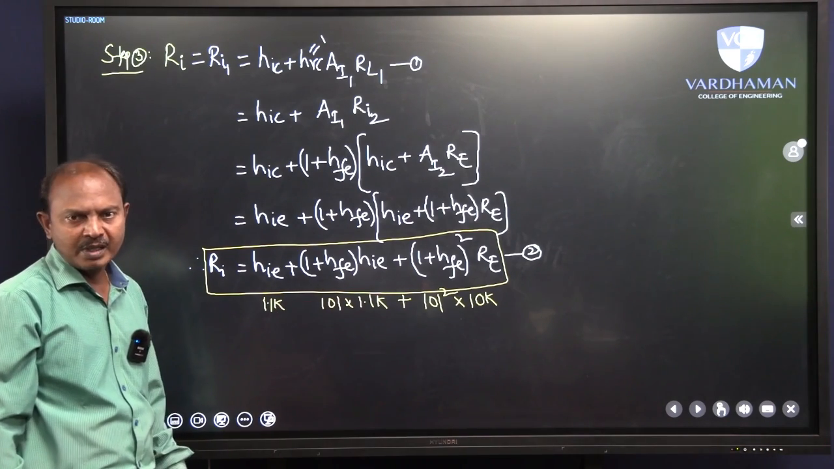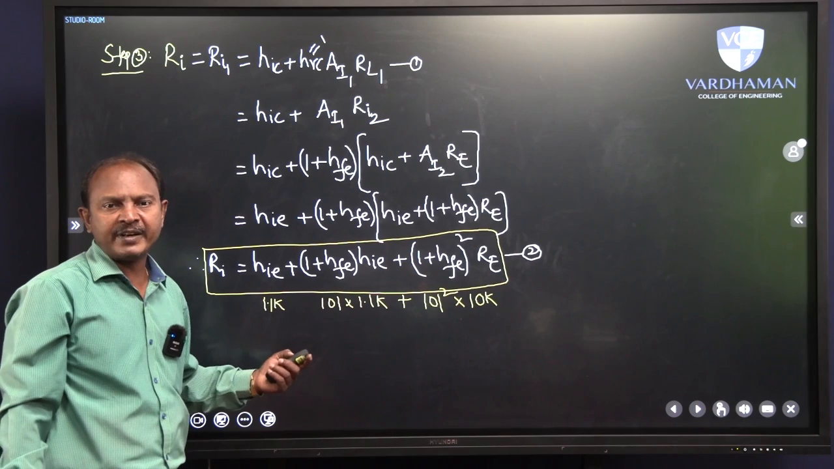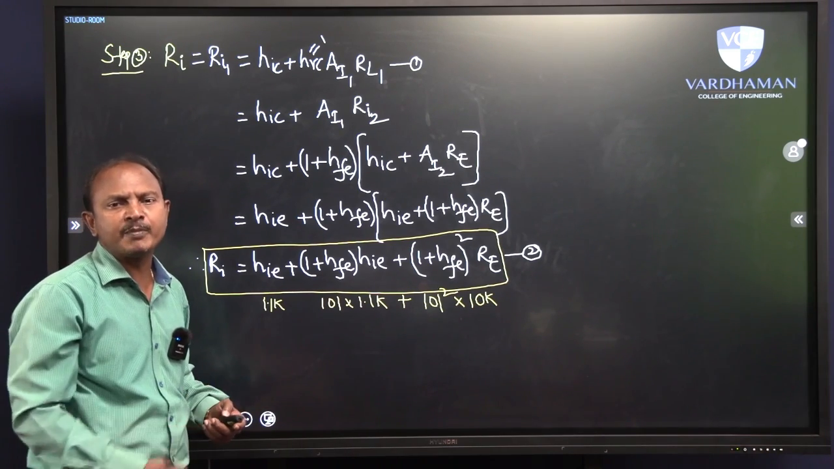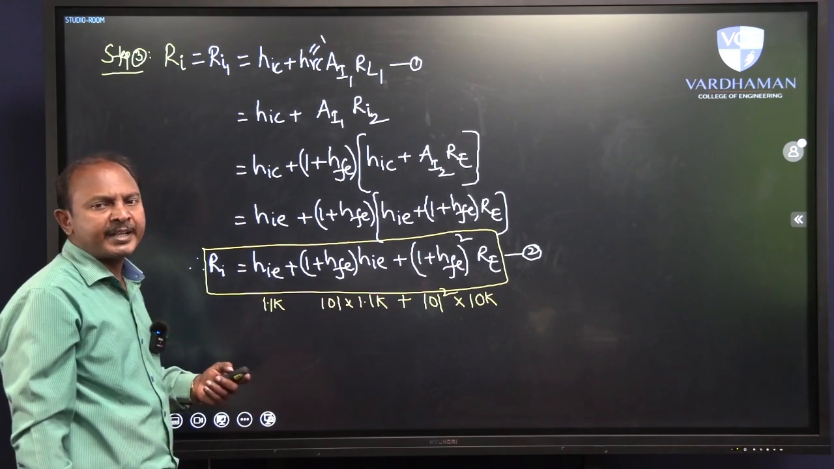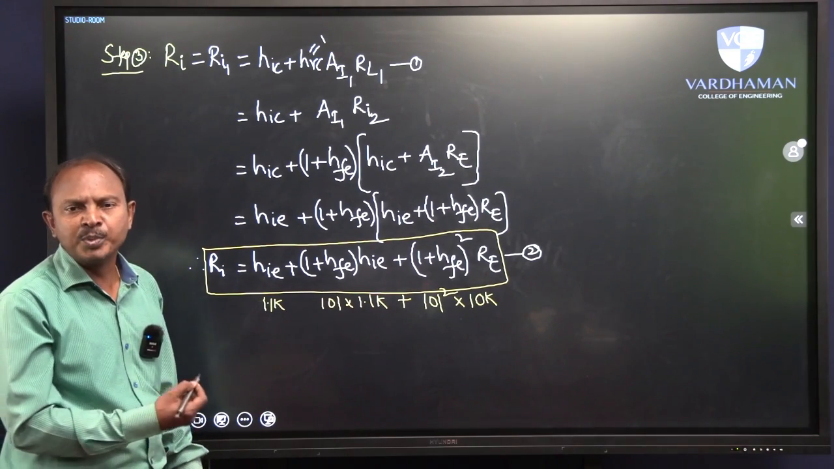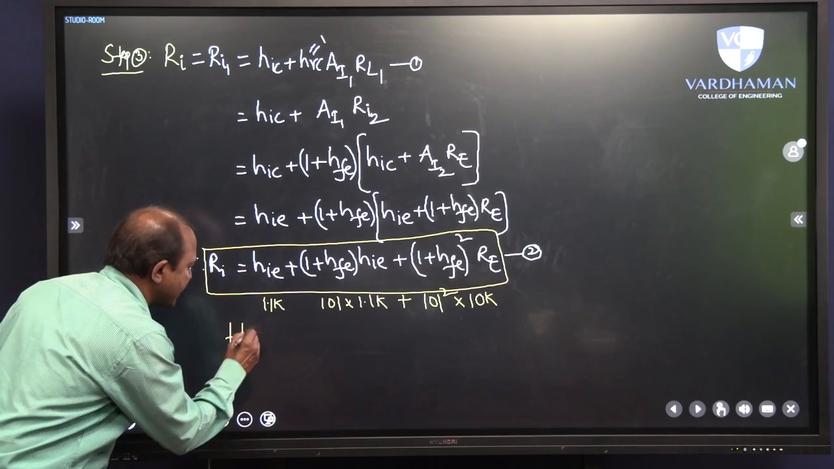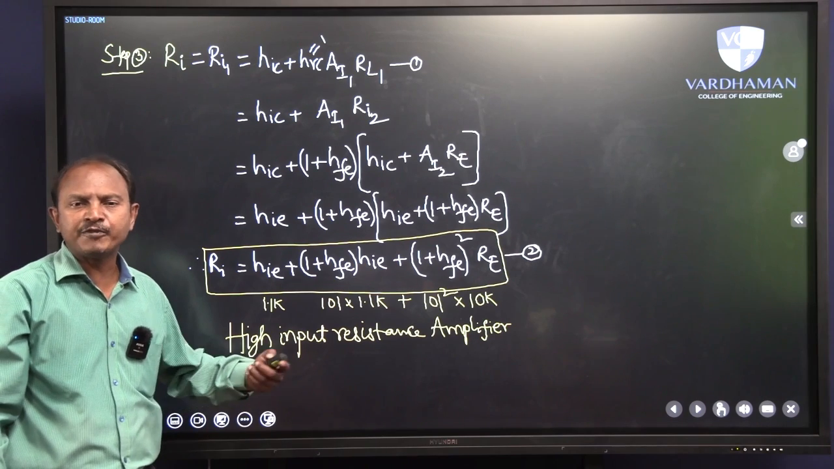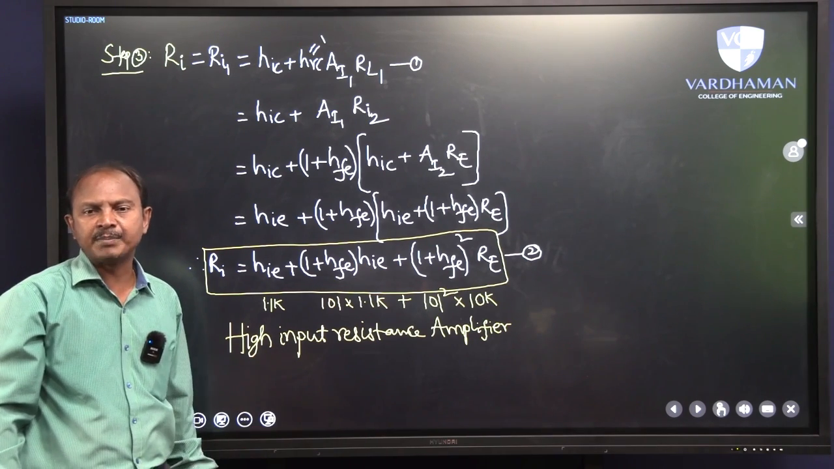ohm. That means the overall input resistance of Darlington pair amplifier is generally very high, generally in the range of few tens of mega ohms. That's why Darlington pair amplifier is popularly called as high input resistance amplifier. As the input resistance of Darlington pair amplifier is in the range of few tens of mega ohms, it is popular as high input resistance amplifier.